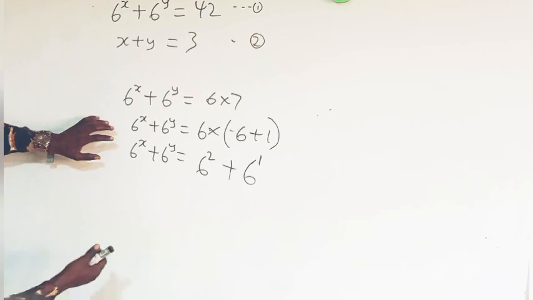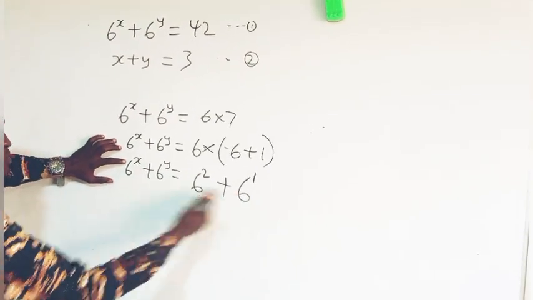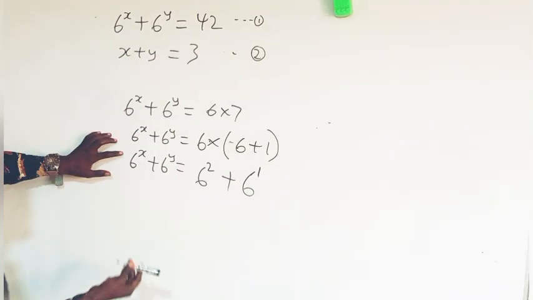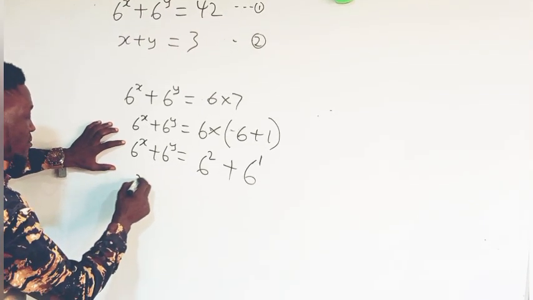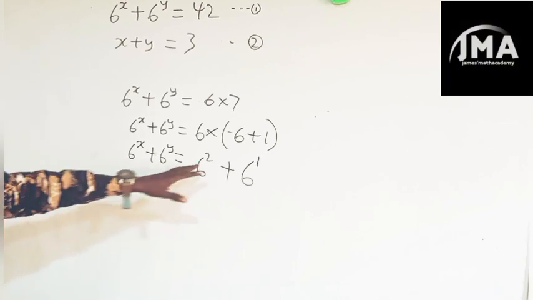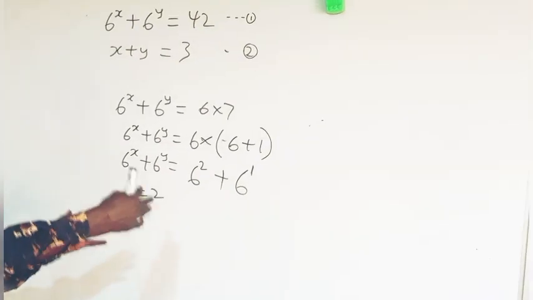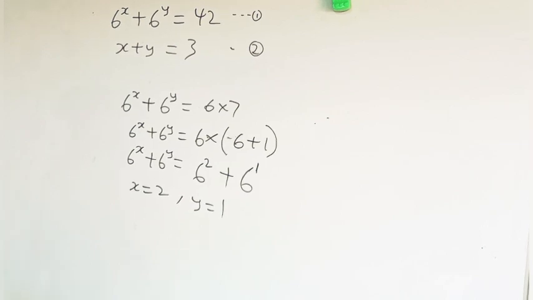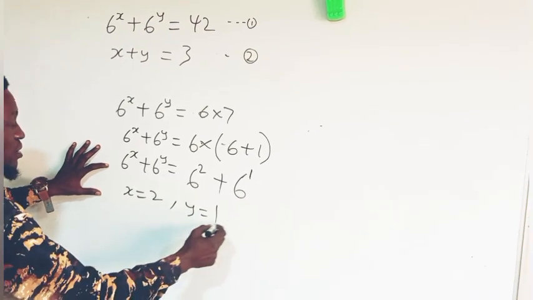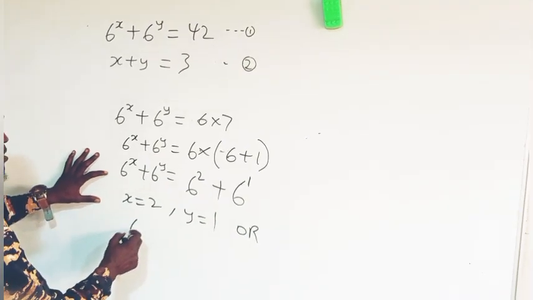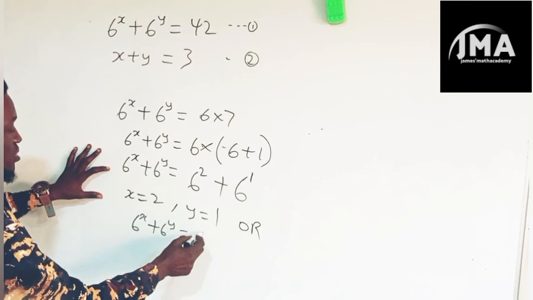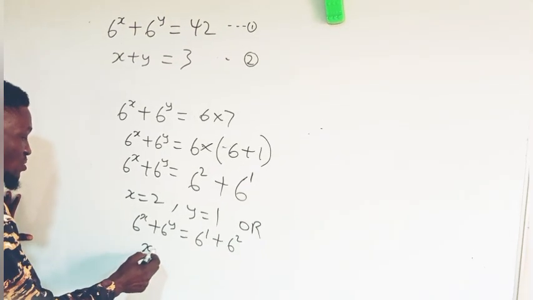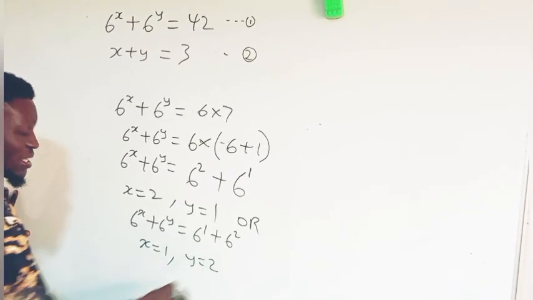So for me to get my value of x now, since all of them are raised to power in base 6, I can compare them together. So I can conveniently say that my x is equal to 2, because I can compare the terms since the bases are equal. And I can conveniently say that my y is equal to 1. I can also say that 6 raised to power x plus 6 raised to power y is equal to 6 raised to power 1 plus 6 raised to power 2. They are basically the same thing. So I can say my x is equal to 1 and my y is equal to 2.